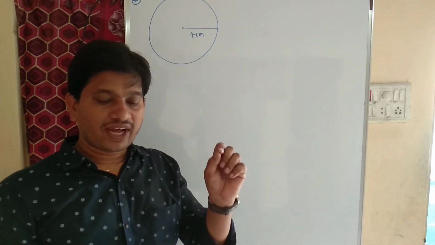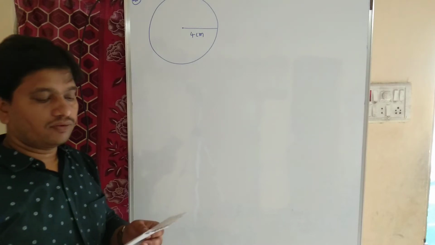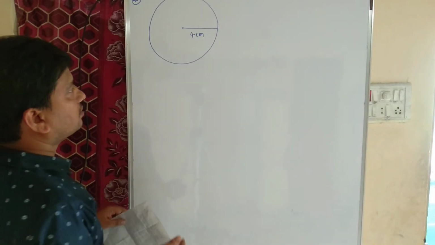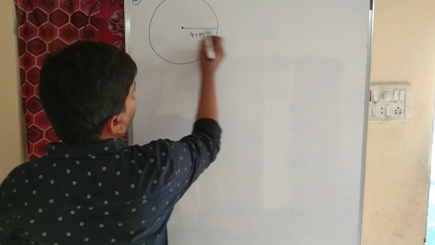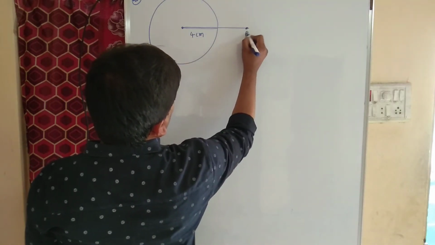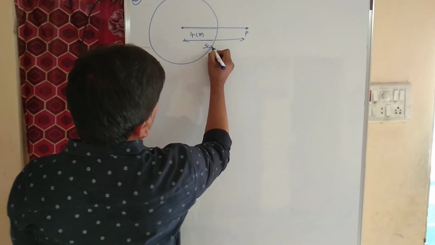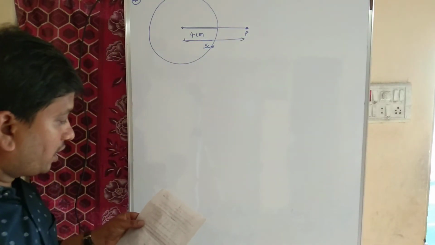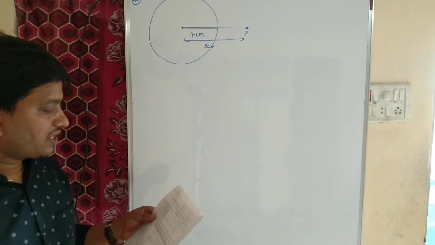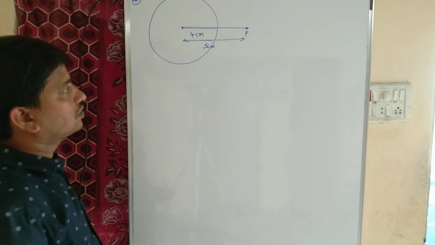From a point 5 centimeter away from its center. I mean from the center to this point, which is how many centimeters? 5 centimeters. From a point 5 centimeter away from its center, construct a pair of tangents to the circle. What to do, children?